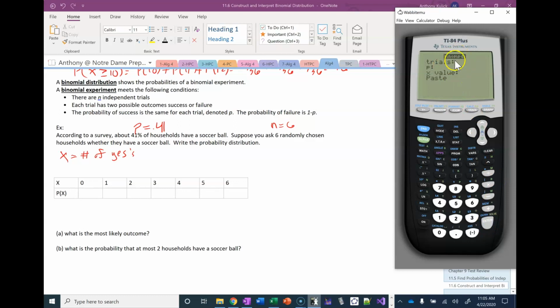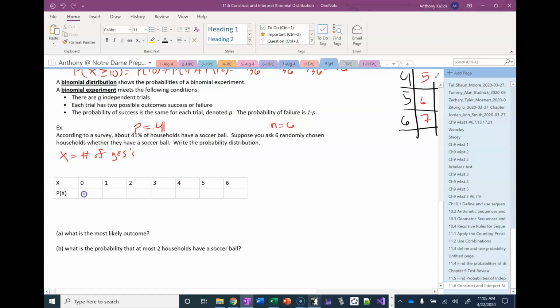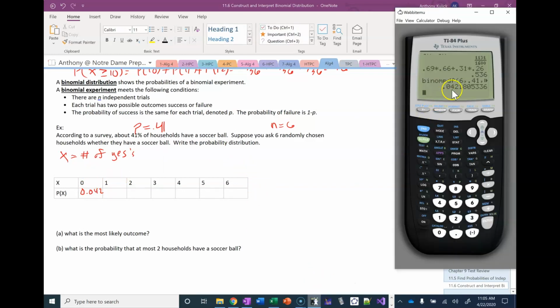So first thing it wants is the number of trials. That's N. So that's 6. The second thing it wants is the probability, which is 0.41. And the third thing it wants is the X value. So the first X I'm going to compute is when X is 0. So I'm going to press enter, and it spits that out as 0.042. And then I'm going to continue doing this when x is equal to 1, 2, 3, 4, 5, and 6.